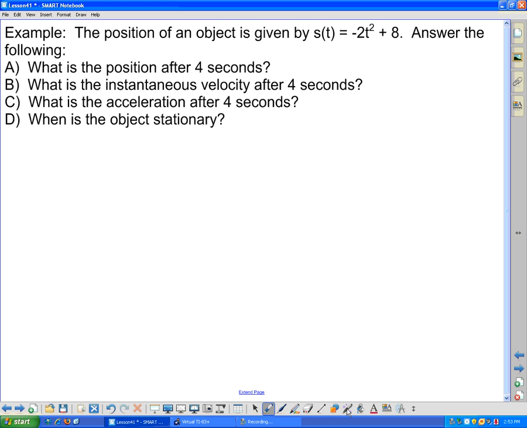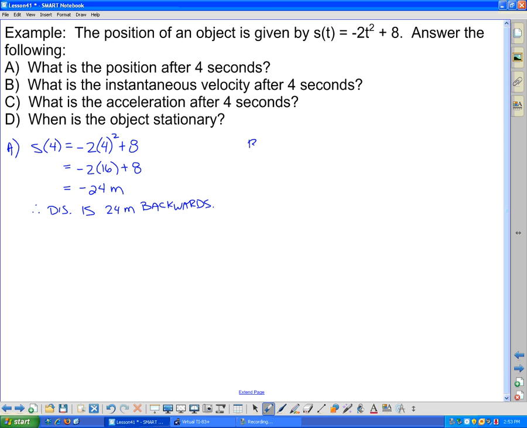And we want to answer the following. So what is the position after 4 seconds? So we want to know the displacement after 4 seconds. We're simply taking our displacement equation and substituting in the value. All right, so very, very complicated example to start with here. So -2 times 16 plus 8. So when we do that and simplify, we end up with -24 meters. So therefore, our displacement is 24 meters backwards. All right, it is a vector, so you do have to give a direction with the magnitude.